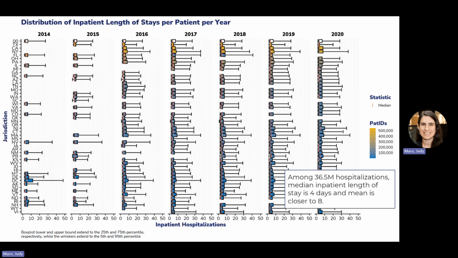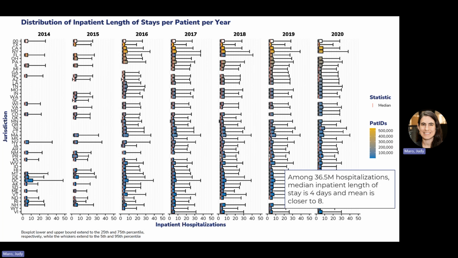So this is the distribution of inpatient lengths of stay per patient per year in these data. Among 36.5 million hospitalizations that were included, the median inpatient length of stay is 4 days and the mean is closer to 8. And when we look at these data across years and across jurisdictions, we're looking for the degree of heterogeneity in these jurisdictions so we can understand if there are different practices or anything going on that would cause, for example, a quite shorter overall length of stay or a longer length of stay on average.